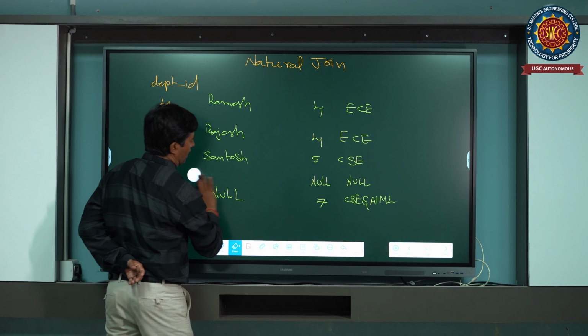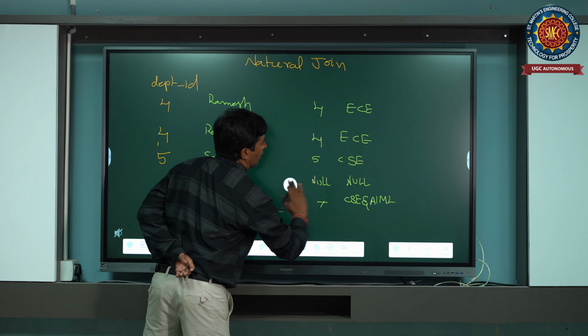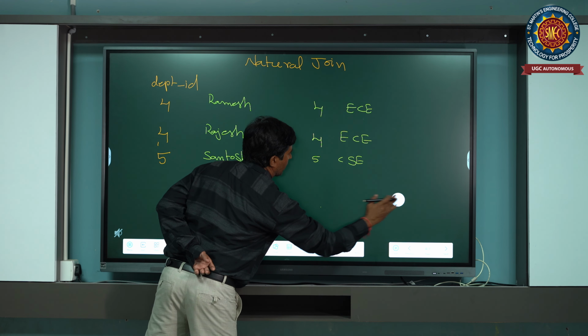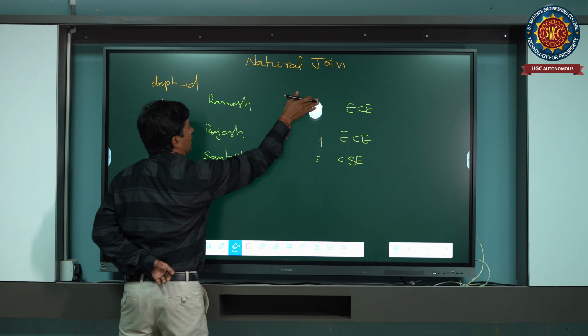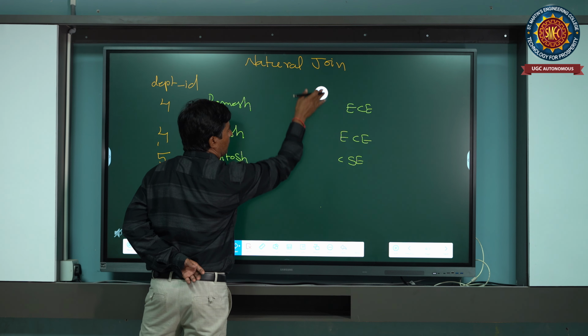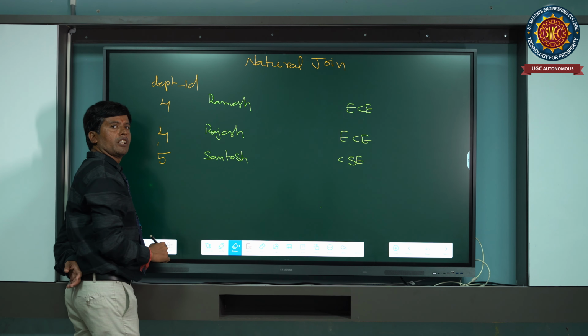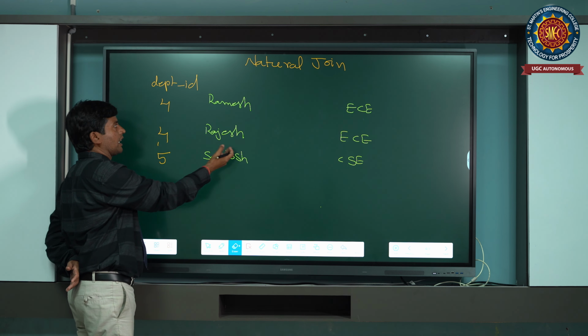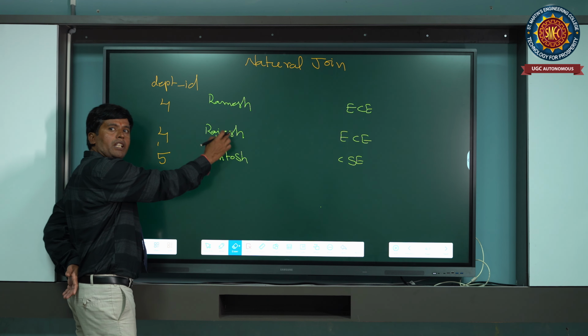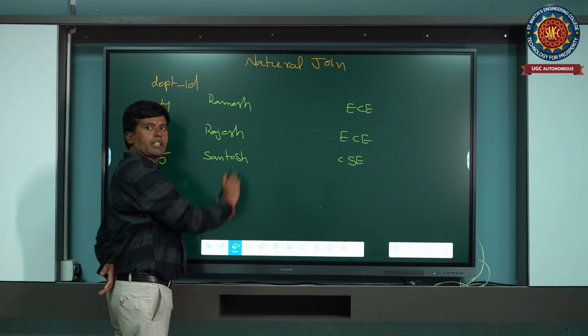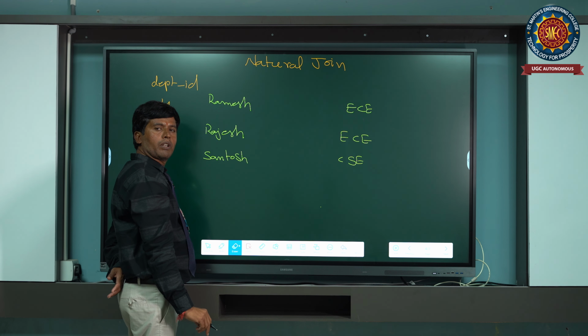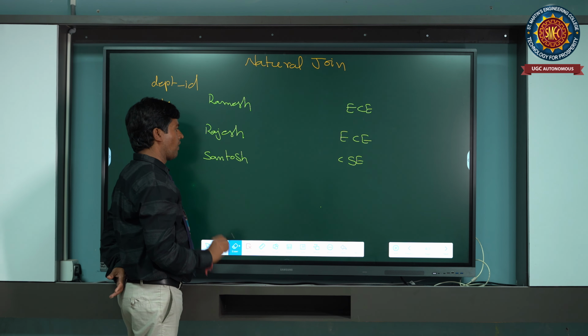Means with respect to full join or outer join, we need not specify the condition. Instead of repeating the common column twice, it is going to display it only once, brought to the first, and then display the name and branch. Like that, the natural join is going to work.